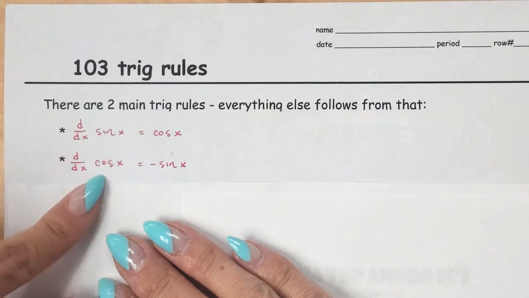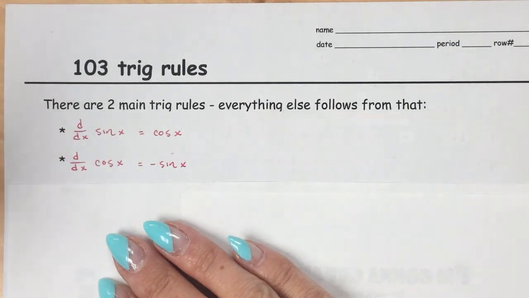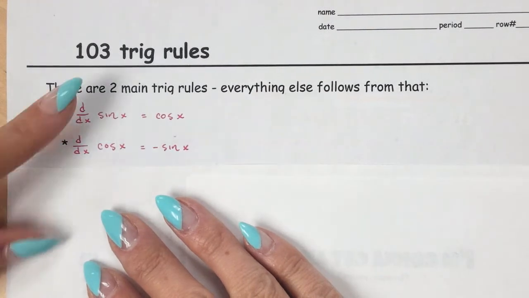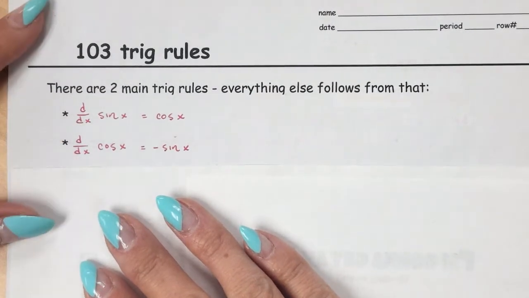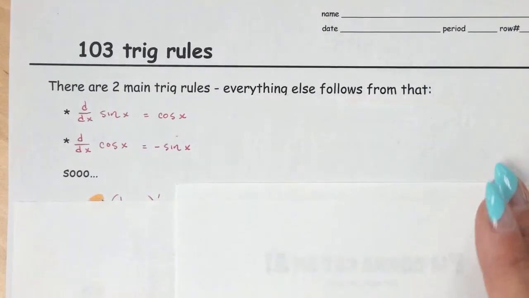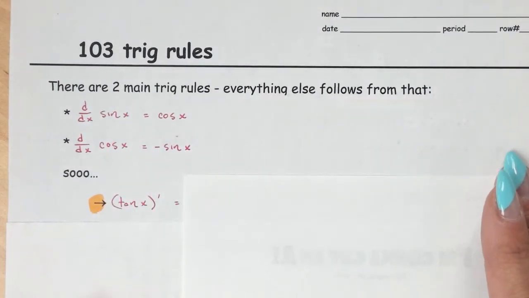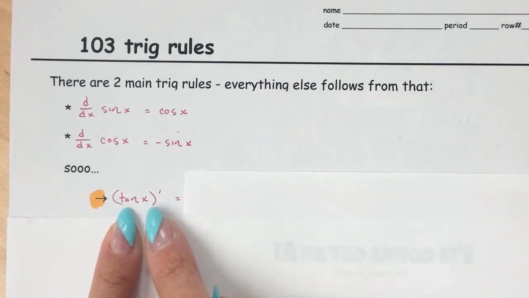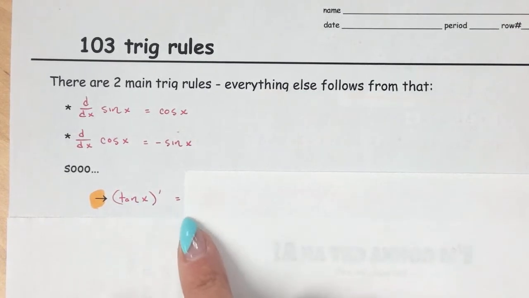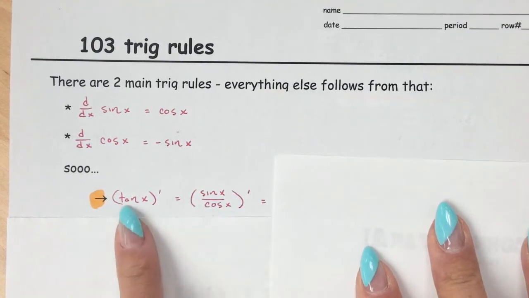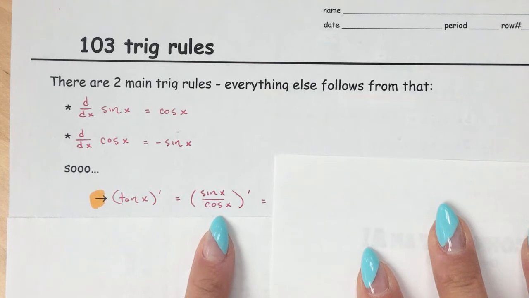So we have sine, cosine, tangent, cotangent, secant, cosecant, right? Let me show you how these 2 help us get the other ones. Let's say you are trying to find the derivative of tangent of x, just x. What you're going to do is change that tangent to a sine over cosine.